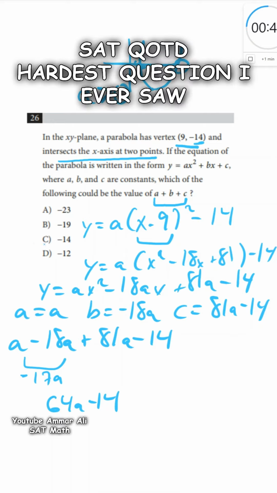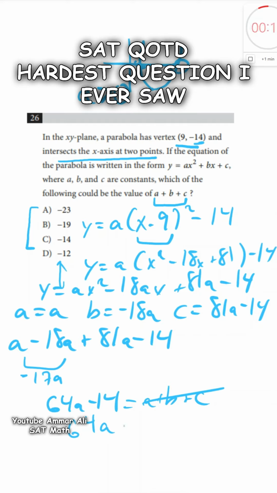And now we kind of just have to guess and check and see which one of these answer choices, when set to the value of a plus b plus c, right? Because that's basically what 64a minus 14 represents. We want one value from the answer choices such that a is a positive number when we solve for a, right? So I'm going to try doing it with d. Let's see if we can solve for a using d and get a positive value for a, right?